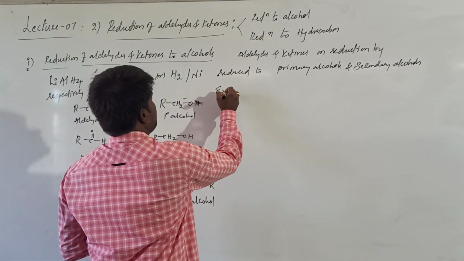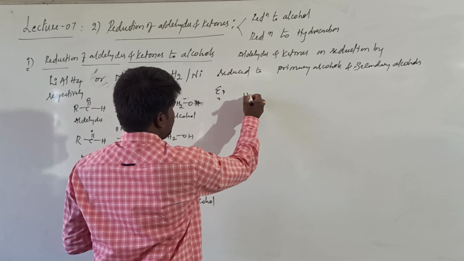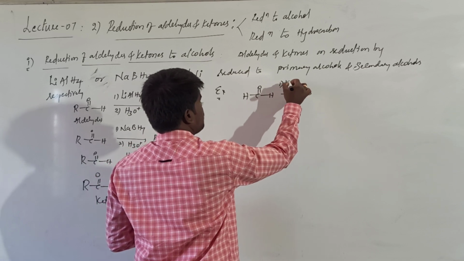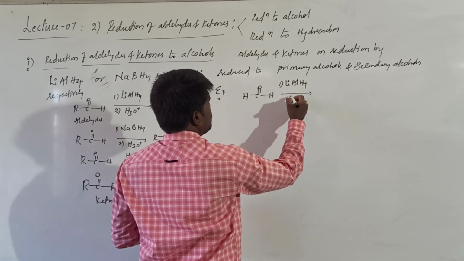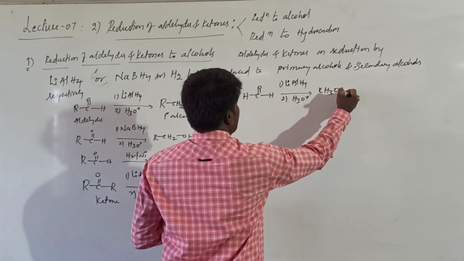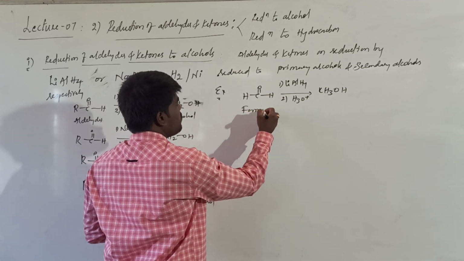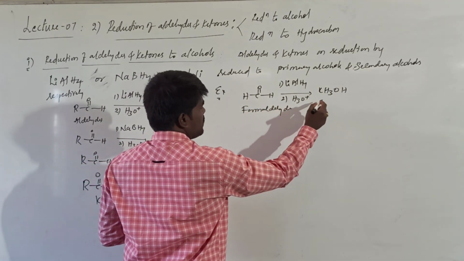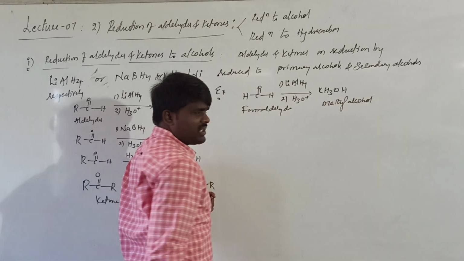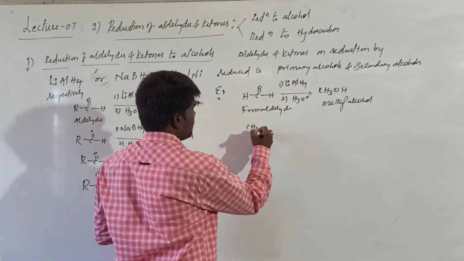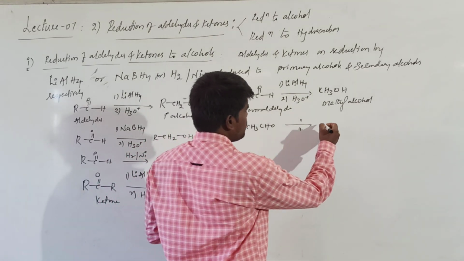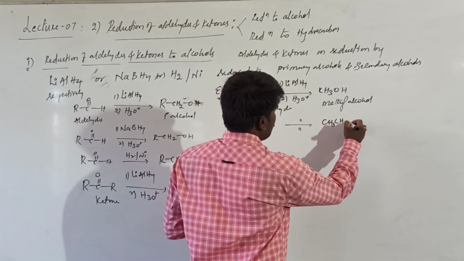If you want to take an example, if you are taking formaldehyde on reduction by, let me take lithium aluminium hydride followed by hydrolysis, it will give methyl alcohol. This is what we call formaldehyde, and what you get here is methyl alcohol, which is a super primary alcohol. Suppose you are taking acetaldehyde, on reduction by either of the reagents, it will be converted into ethyl alcohol.